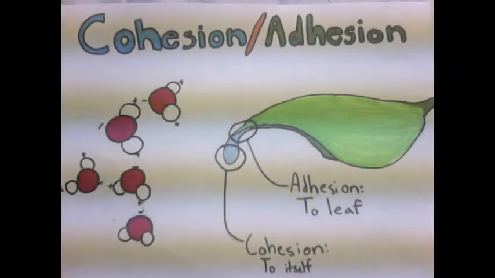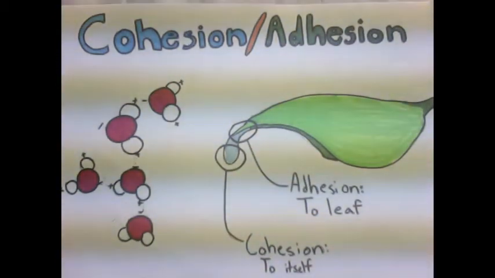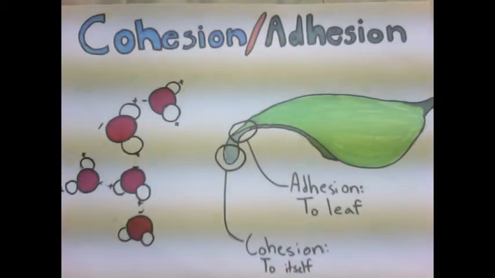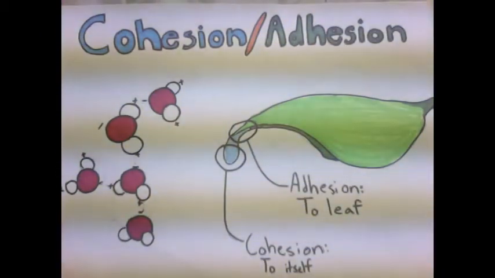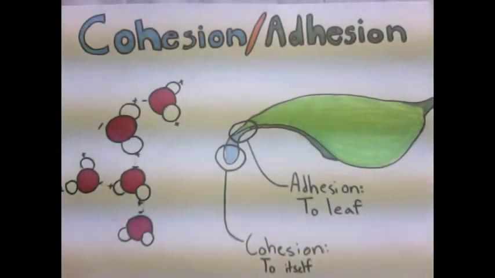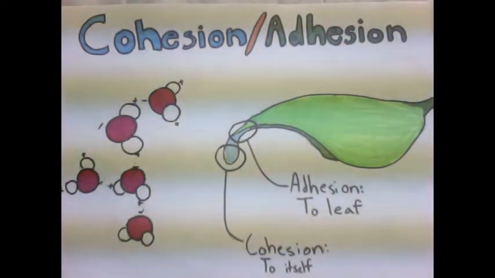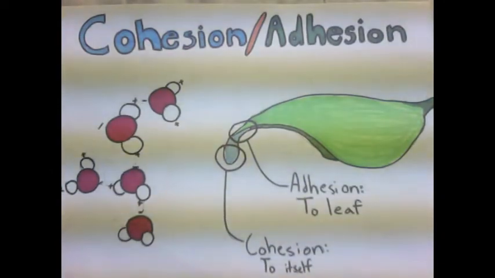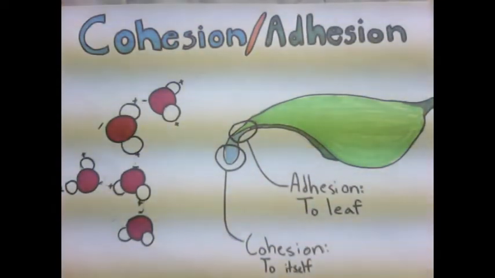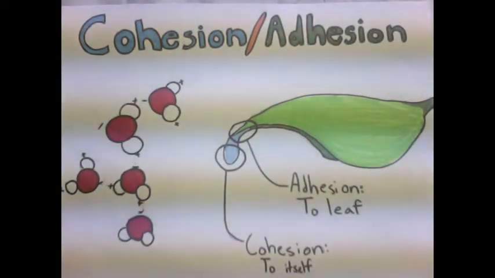Water, due to its hydrogen bonding, is a very sticky molecule. Water sticks to itself, resulting in water droplets having a sort of skin. This is cohesion, when water sticks to itself. Water also sticks to other substances. This is called adhesion. Cohesion and adhesion aid water transportation in all aspects of a plant's biology.